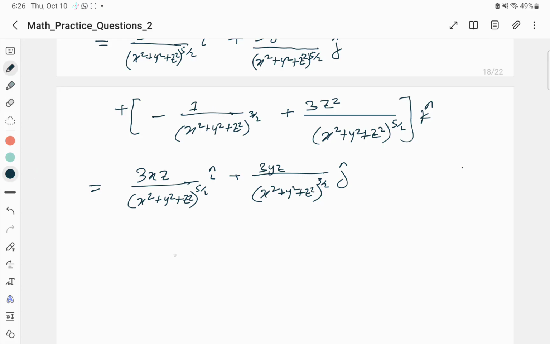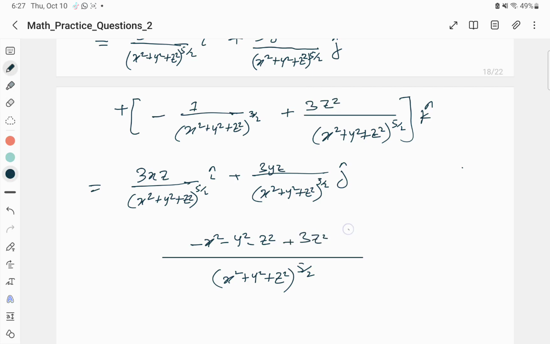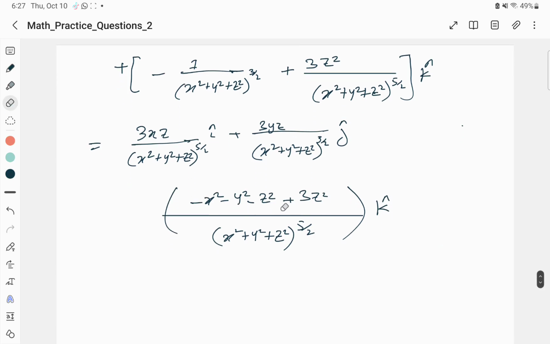So by making the denominator same, in the denominator I will have x square plus y square plus z square to power 5 by 2, because I multiplied with x square plus y square plus z square here in the denominator. Same will go in the numerator, and there is a negative. I'm doing it directly, so it will become negative x square, negative y square, negative z square, and we have already that for plus 3z square, and this is the k component. But if I simplify it further, this will be 2z square minus x square minus y square.